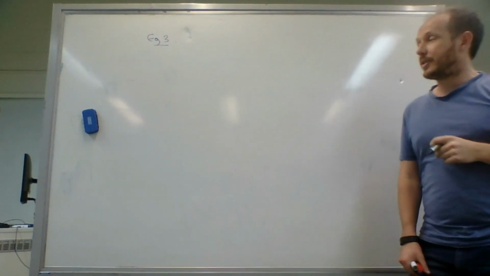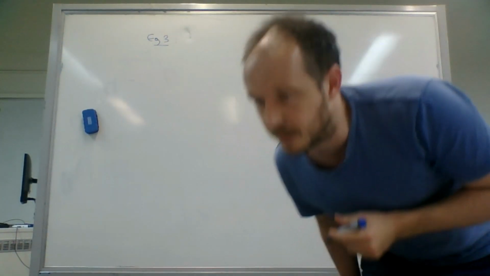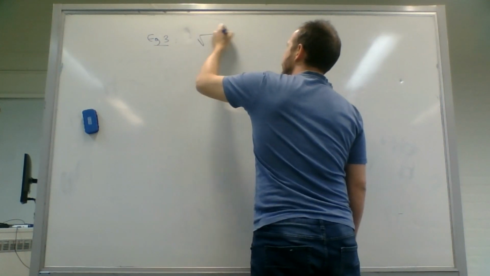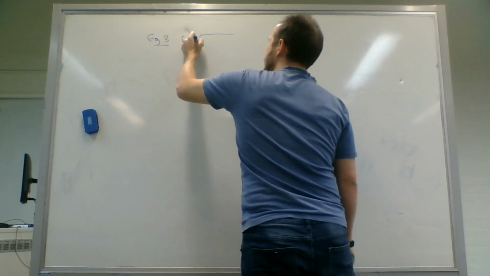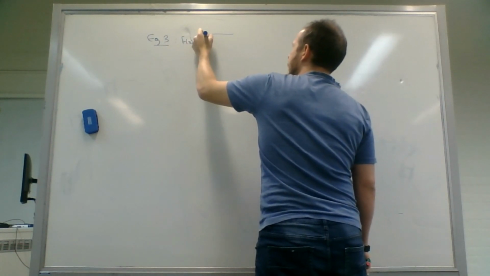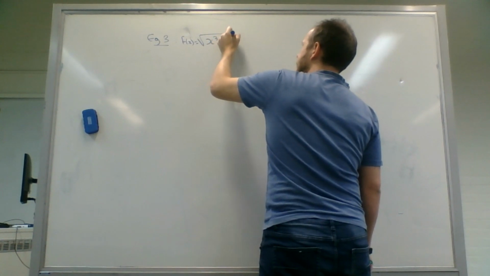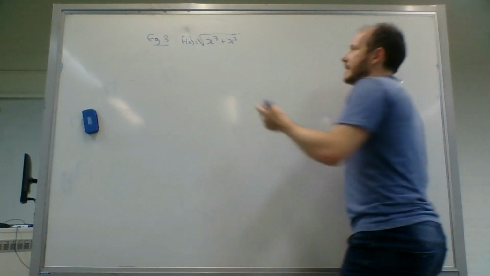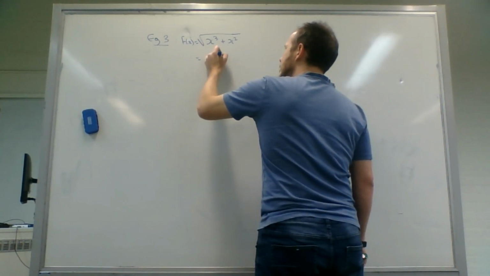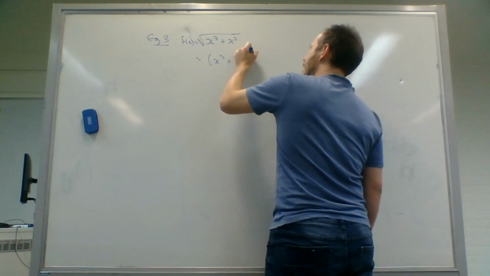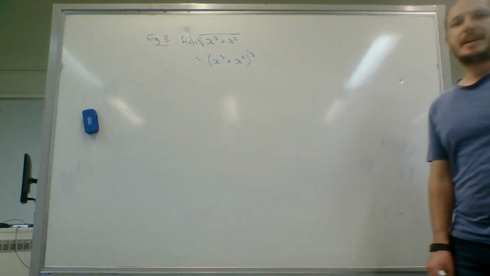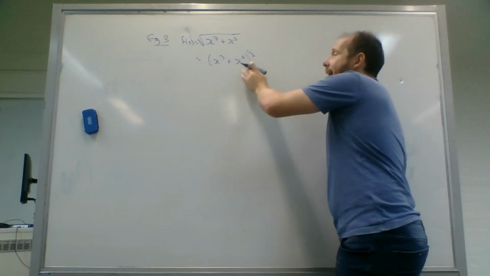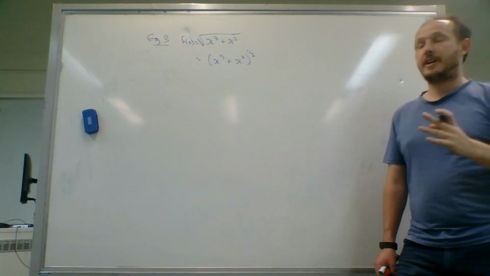All right, example number 3. Let's say we've got f of x equals the square root of x cubed plus x squared. Now again, write it as a power, so x cubed plus x squared to the power of a half. Just makes it easier and more obvious to see. So again, haven't taken the derivative yet, just simplified.